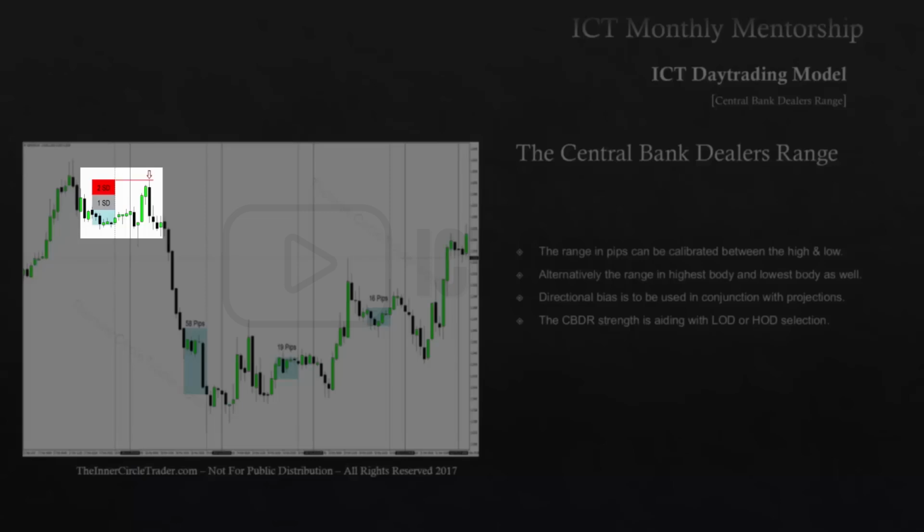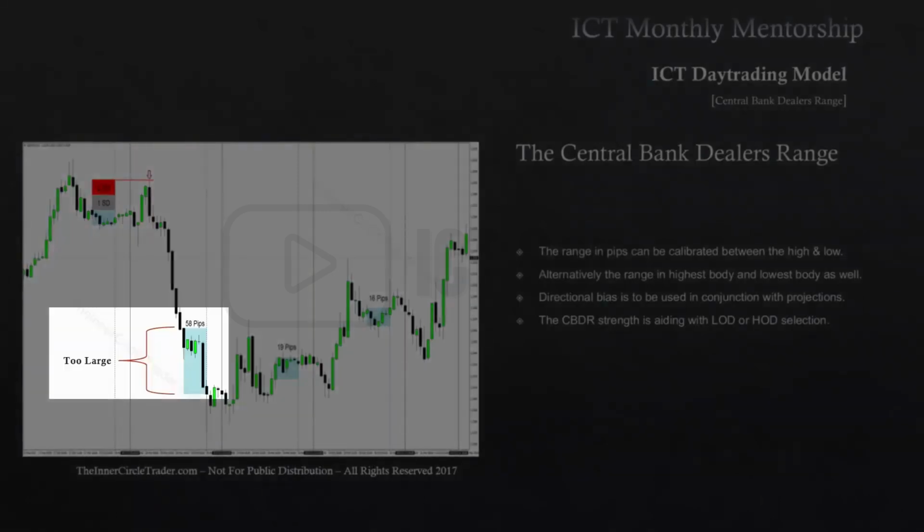Notice how it takes you right to the high of the day formed in London that particular session immediately after the central bank dealer's range closes. So in other words, at 8 p.m. starting the Asian range, project that range that we created for central bank dealer's range 2 standard deviations up. That gives us the projected London high.